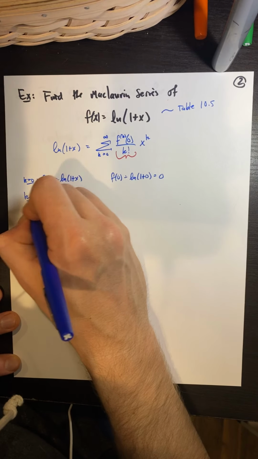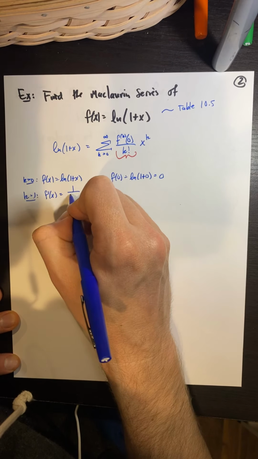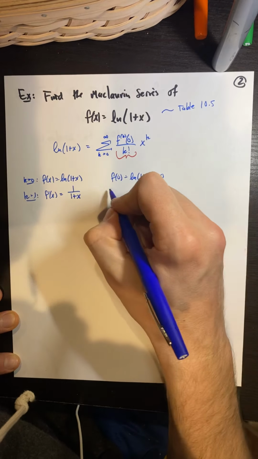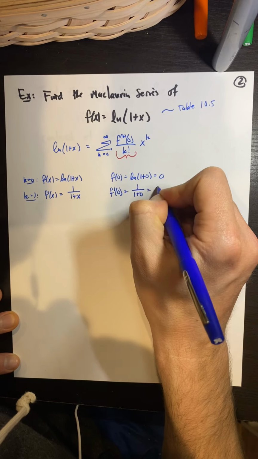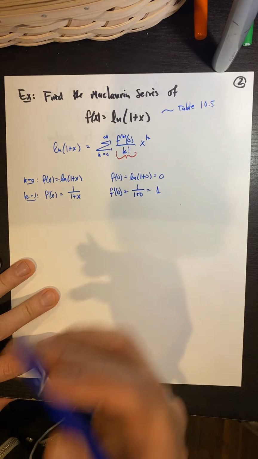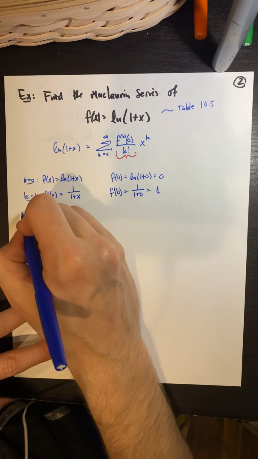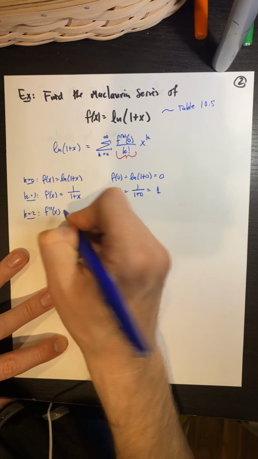So at k equals 1, that means I do the derivative. The derivative of ln of 1 plus x would be 1 over 1 plus x. And so f prime of 0 would be 1 over 1 plus 0, which is 1. So I keep doing this, and then we have to divide these numbers by k factorial, so I'll do that in a second. But here, just continue on and find the second derivative.